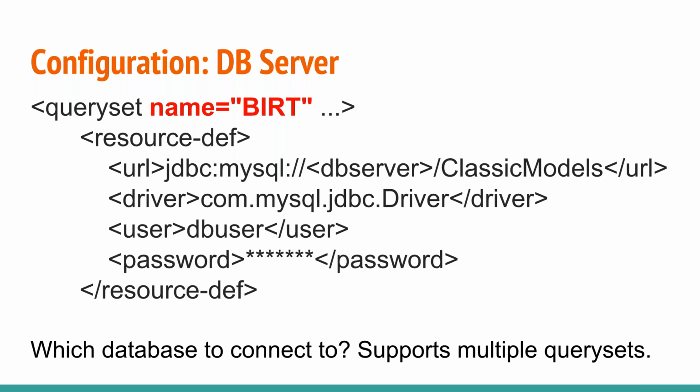This example we're using has the name BIRT, B-I-R-T. And then there are a few other things in there, the URL that's used to actually connect to the database. For example, where's the database server running, the name of the database, classic models, username, password, et cetera. It essentially specifies which database you are trying to connect to and what the credentials are to connect to that database. It supports multiple query sets in here. You can have any number of these query set parameters in the configuration.